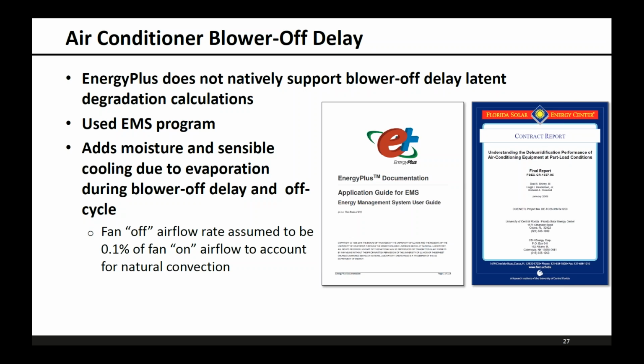And we also included a very small airflow rate during the off cycle, 0.1% of the on cycle airflow, to account for natural convection or evaporation, diffusion that would occur as the coil is sitting there with a bunch of moisture on it.